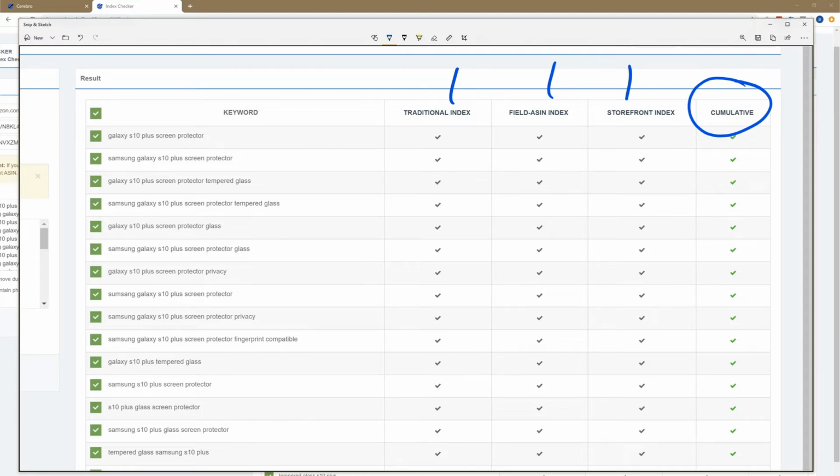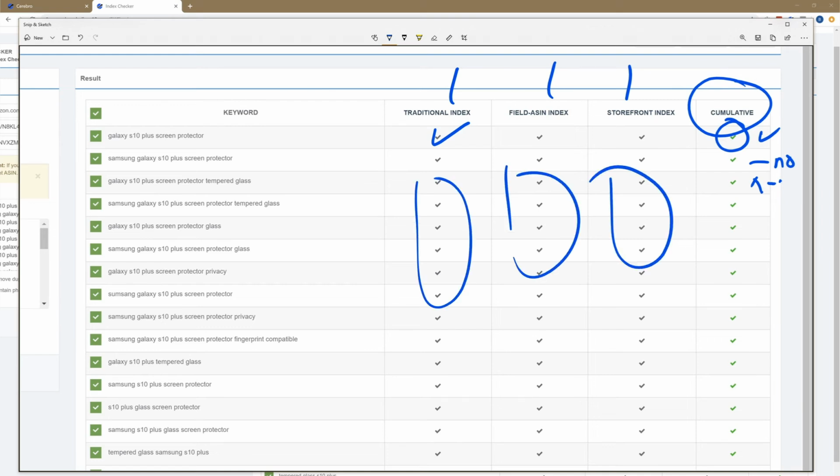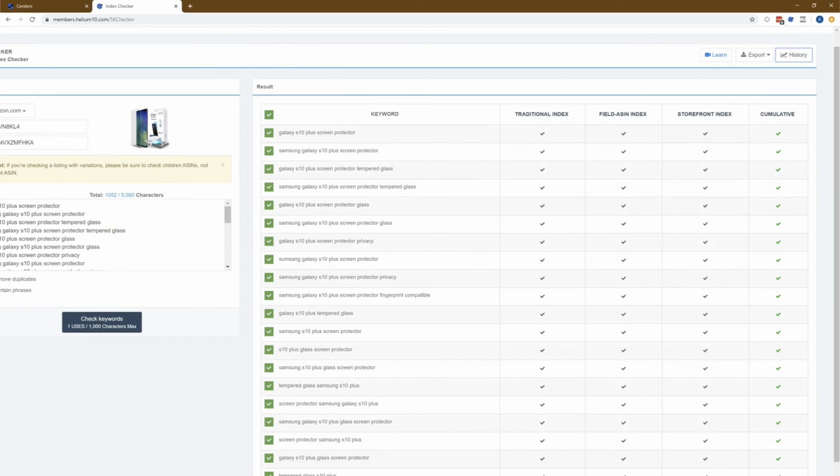So as long as one of these is checked, this is going to say yes or no. So remember, check mark means yes, dash means no, X means didn't check. So in this case, these guys are all indexed on all three columns, but again, that doesn't matter.